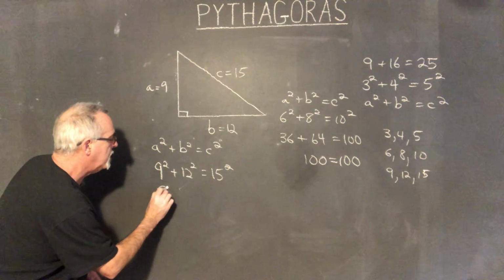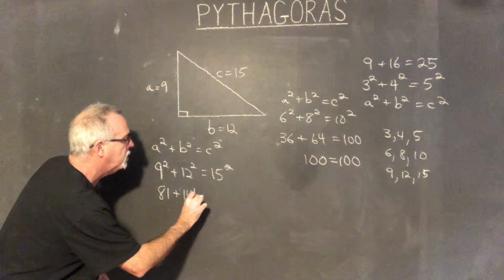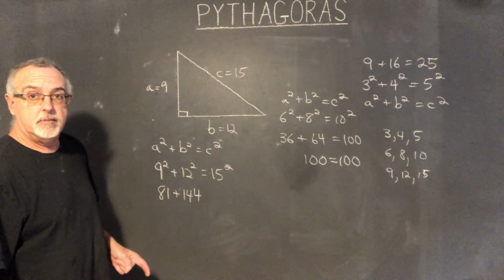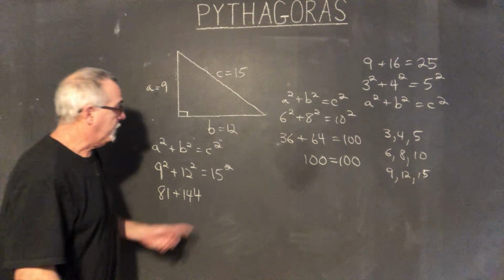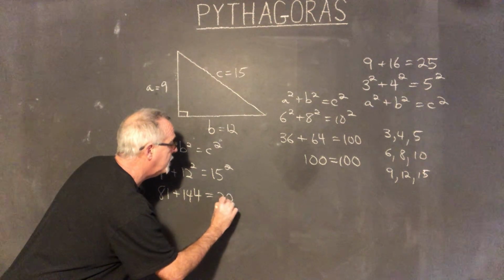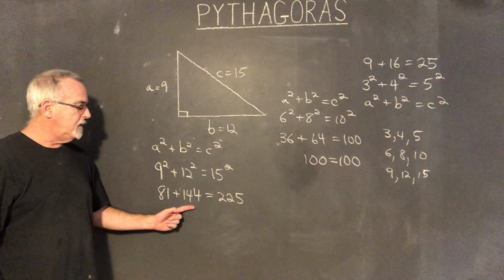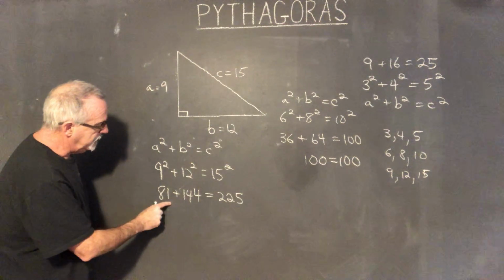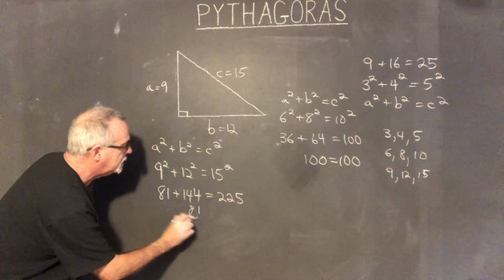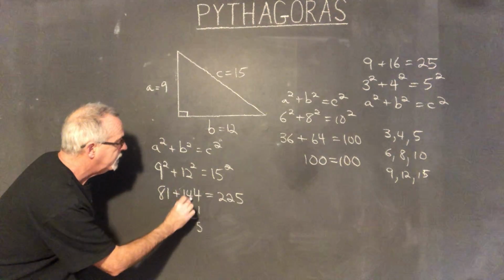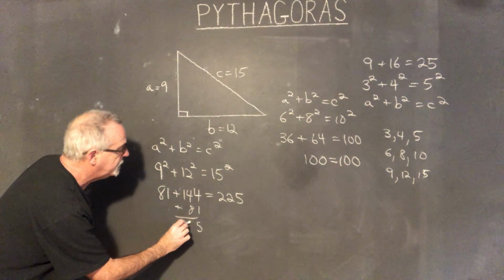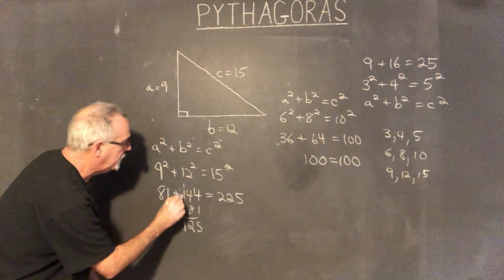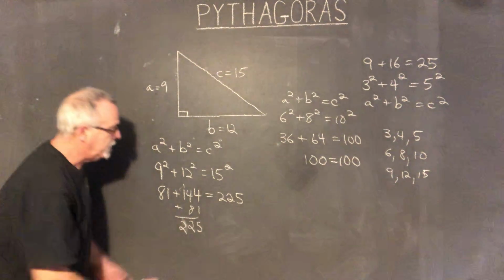9 squared is 81, 12 squared is 144. If you don't know what 15 squared is yet, well, you will, because it's going to happen a lot in math. 15 squared is 225. Is 81 plus 144 equal to 225? Let's do it like this. 4 plus 1 is 5. 4 plus 8 is 12. Carry the 1, and then the 1 plus the 1 that was carried is 2. Yes, it worked.